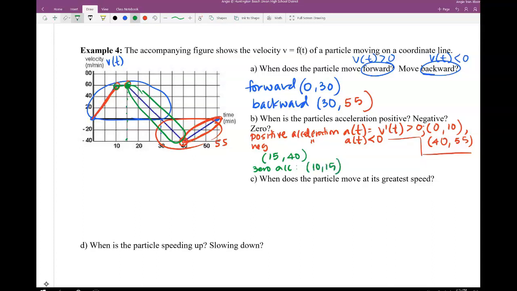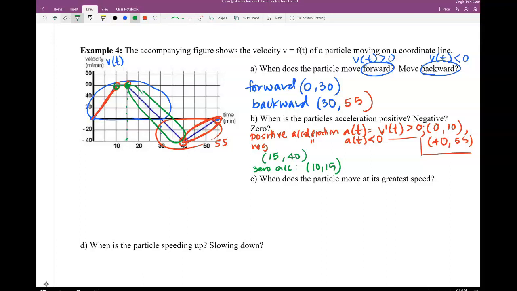So positive acceleration is really, you are looking at the positive slope for velocity. The negative acceleration is you're looking at negative slope for the velocity, from the velocity graph. Then 0 means you're looking where the slope is 0 from the velocity graph.